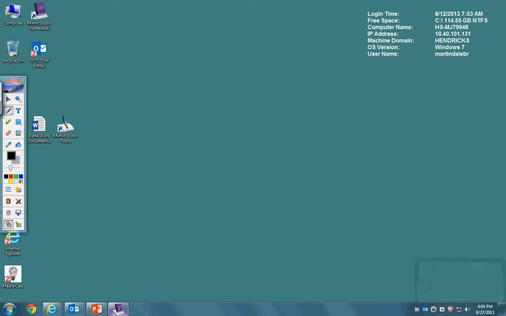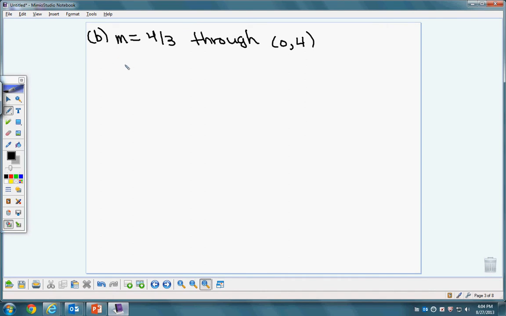Okay, back to our next example. We're on letter B now. So again, we want to do slope-intercept form, where the slope here is 4 over 3, and it goes through the ordered pair 0, 4. So you write y equals mx plus b. They already gave you the m, so it's 4/3 x plus b.